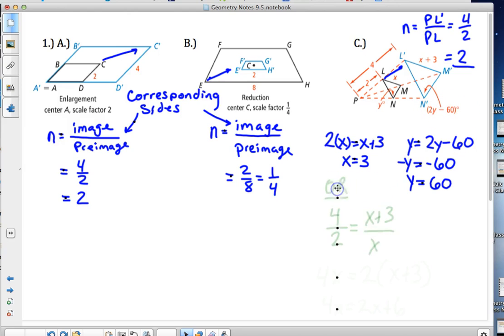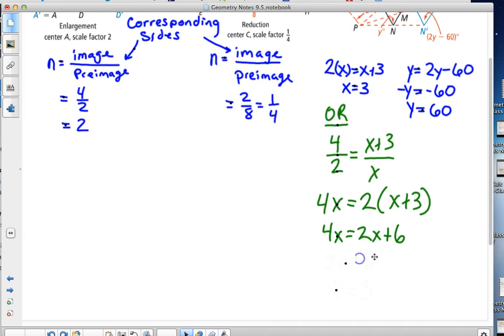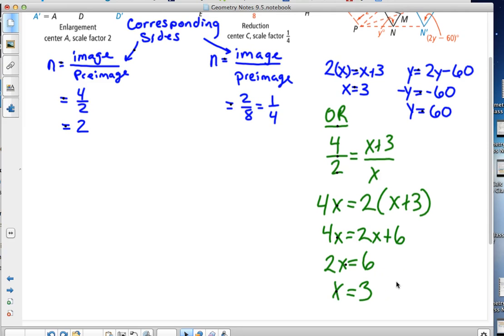Now, as you're working through, there are other ways I could do this. I went through chapter 7 and I have 4 to 2, big to little, and so I have x plus 3 to x, big to little. I cross multiply and say 4x is equal to 2 times the quantity x plus 3, and I can solve that and find out that 2x is equal to 6, and guess what? Yet again, x is 3. That's another way for us to apply the things we already know to this situation.